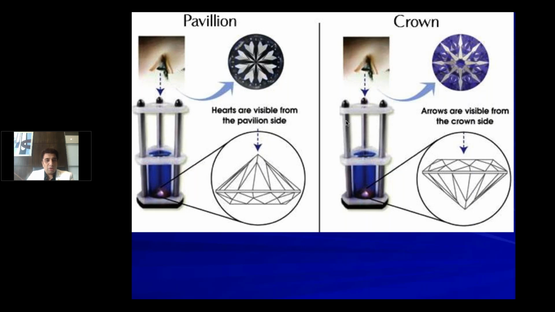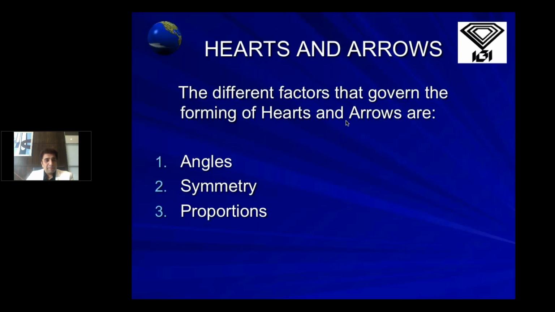If you flip the stone onto the little disc or the stand, where the table is facing up and the culet is in the wedge, what you will notice is 8 symmetrical perfect arrows seen from the face-up view. So this is what you really need to see. When they're mounted in jewelry, you will only be able to see the arrows from the face-up and not the hearts, because diamonds are set with table up, pavilion down. So this is how you view them, a little bit about hearts and arrows.